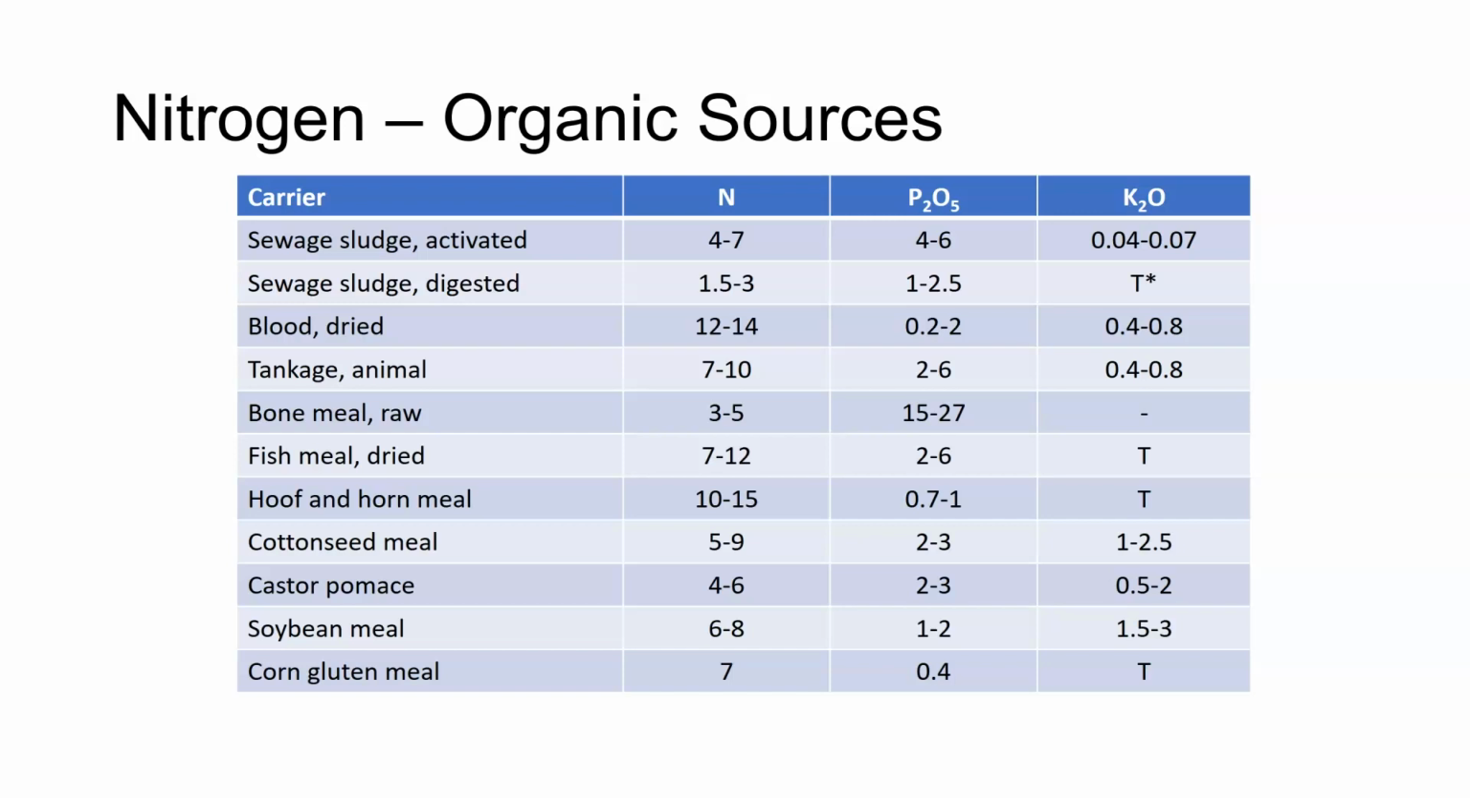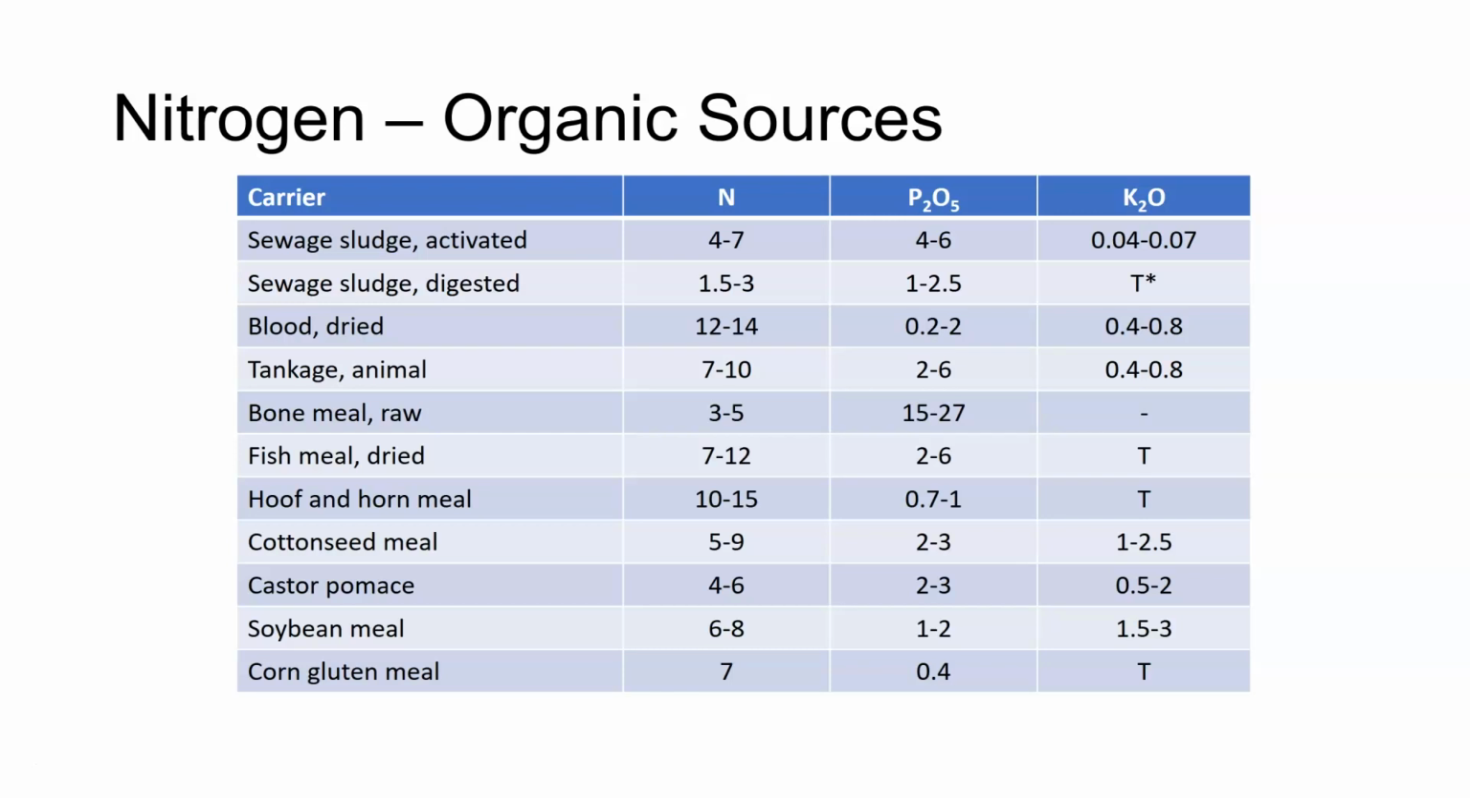Animal tankage, same scenario. When they slaughter the animal, there are parts of the animal they use. There are parts that they don't use. Parts they don't use are called tankage. It goes in with a certain amount of water. The tankage can be ground up. It can be dried down, or it can be sprayed on in the field.